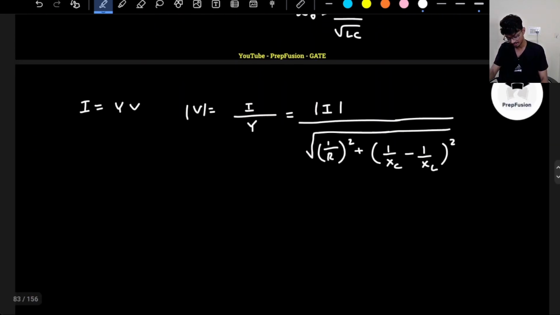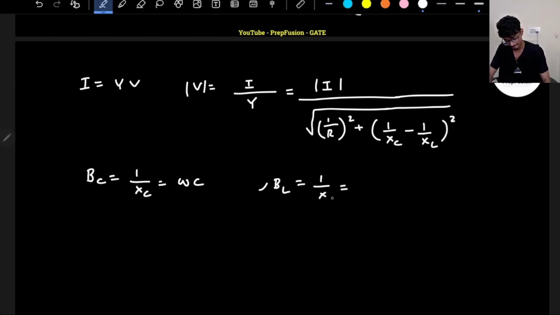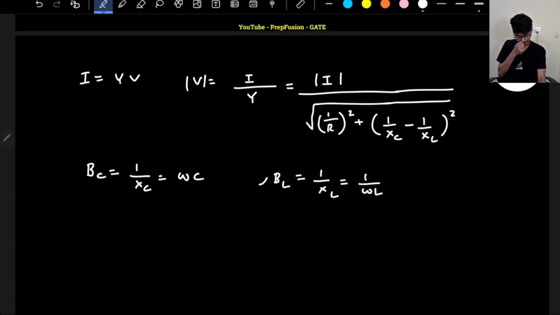We will discuss conductance. So what is my capacitive susceptance? It is 1 by XC, XC is 1 by omega C, so it will be omega C. And what is my inductive susceptance? It is 1 by XL, and XL is omega L. So it will be 1 by omega L.